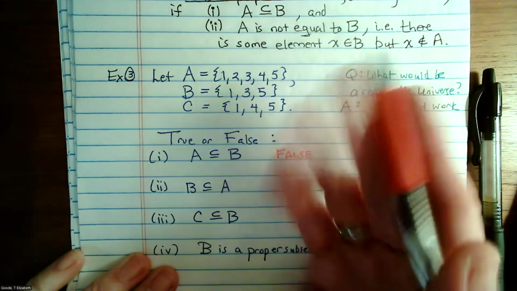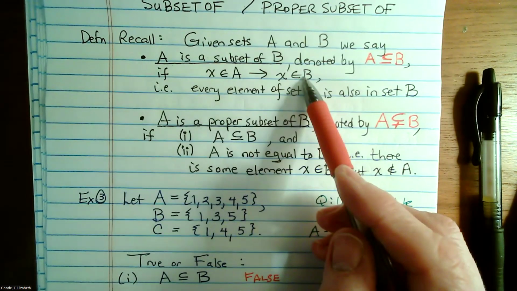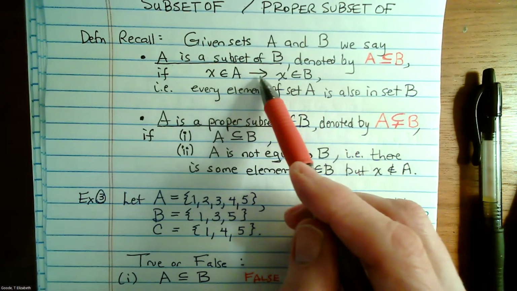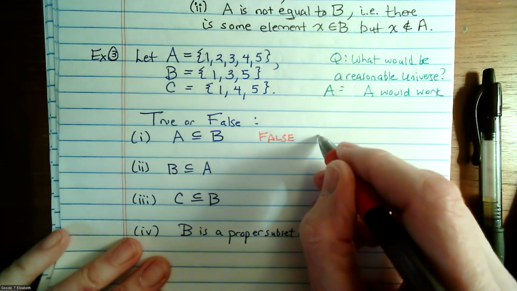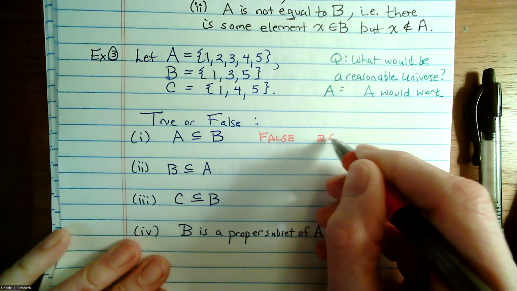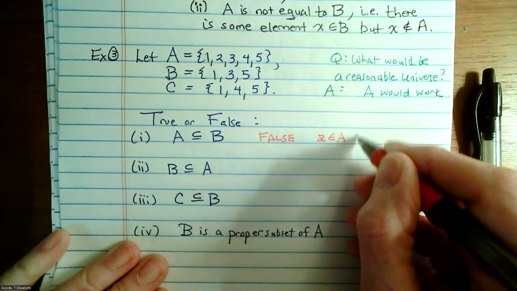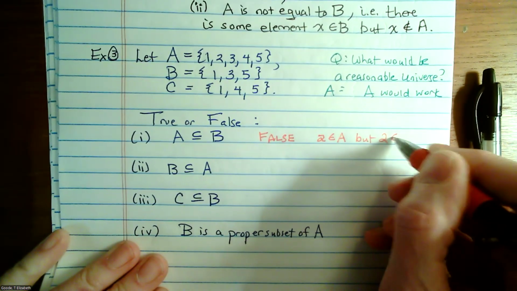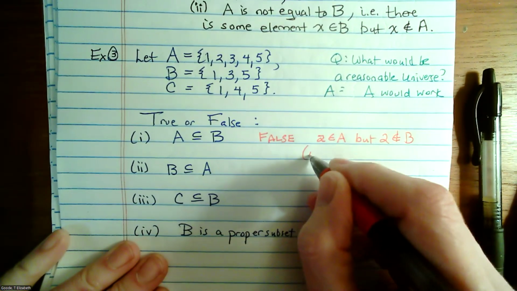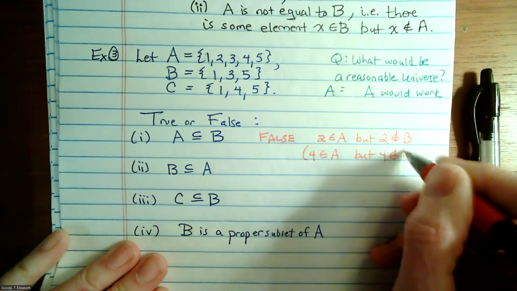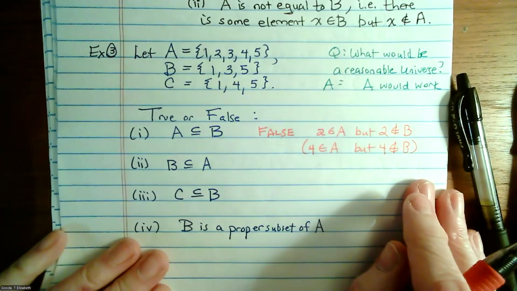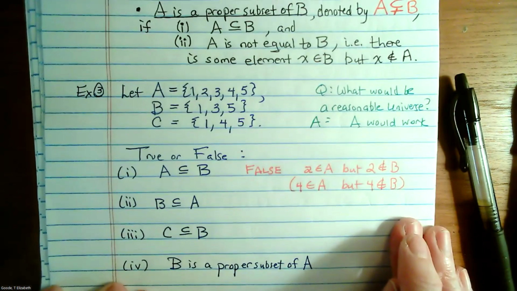And what's a reason why A is not a subset of B? Can you give me an X that satisfies the negation? In other words, X is in A and X is not in B. What's an element that makes it not true? 2. Yep. 2 is an element of A, but 2 is not an element of B, right? Or you could say 4 is an element of A, but 4 is not an element of B. You don't need both of those. We learned that when we learned counterexample games.